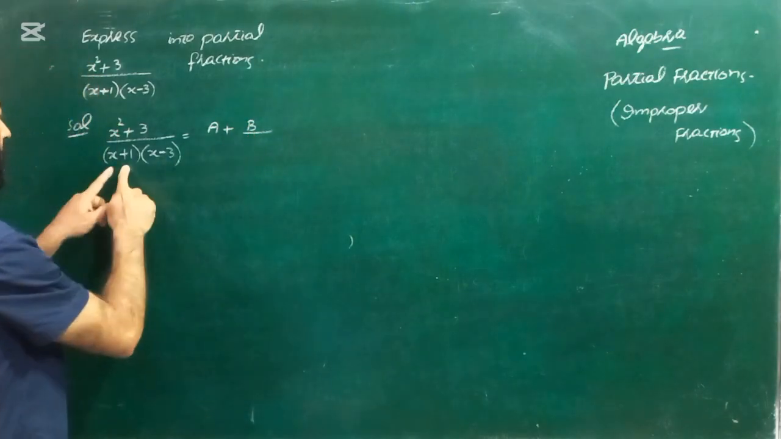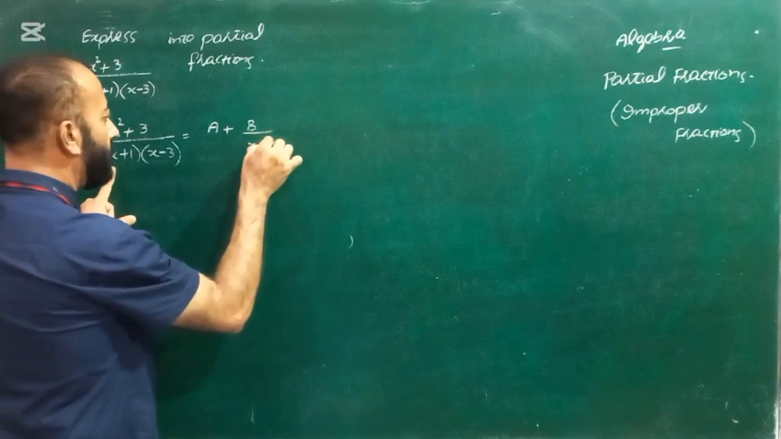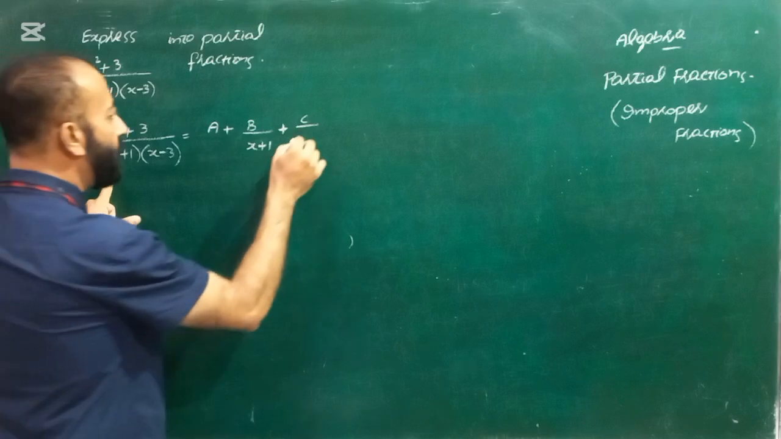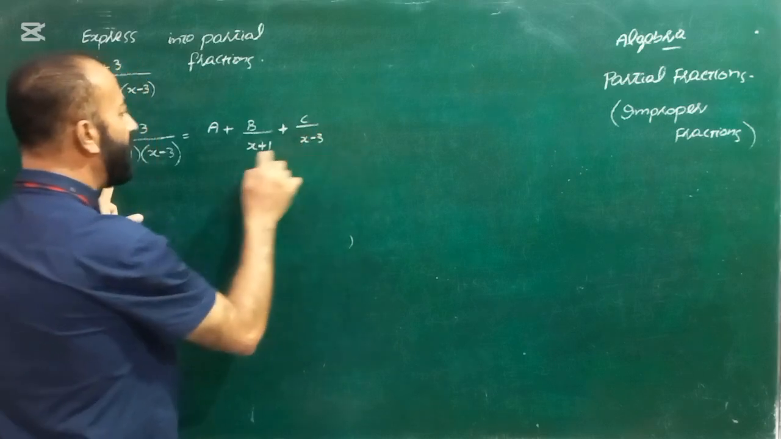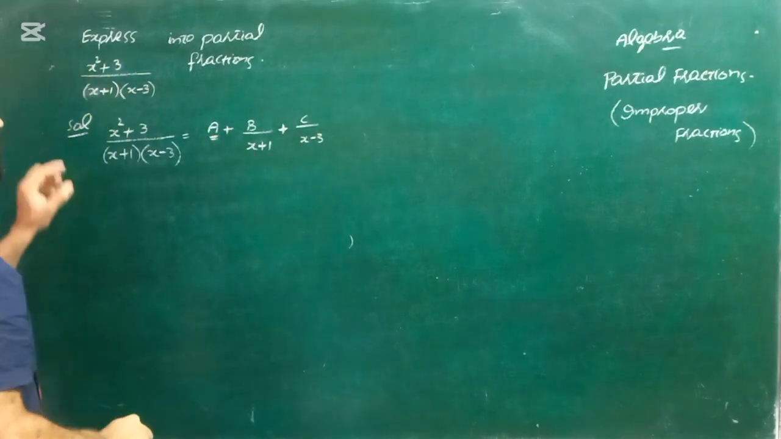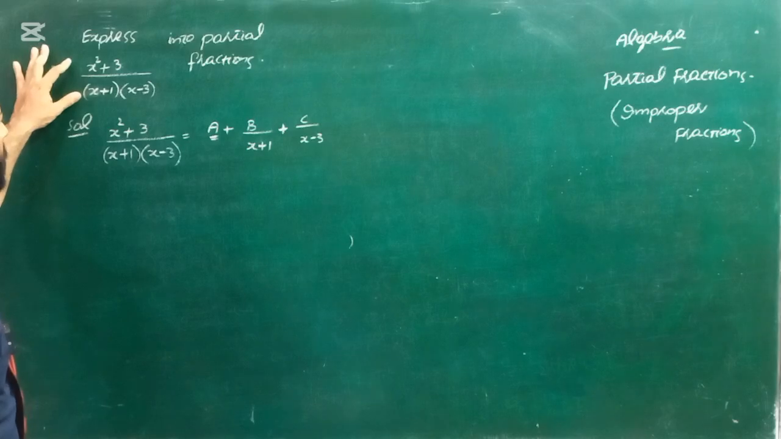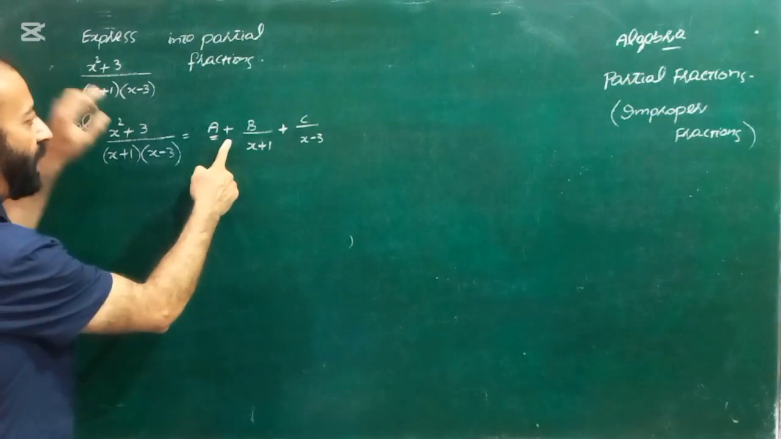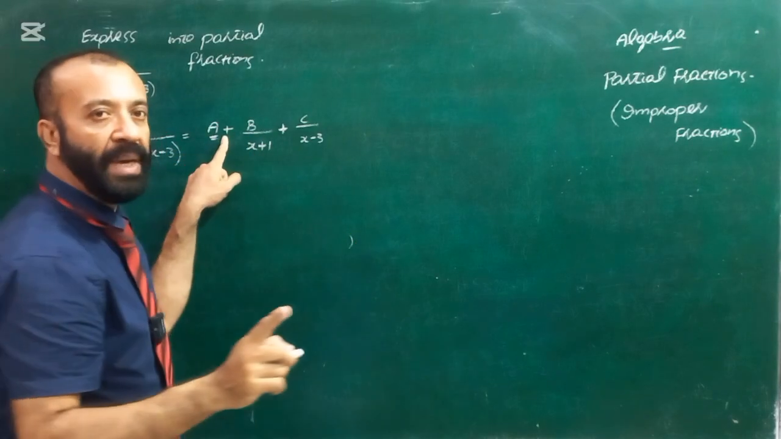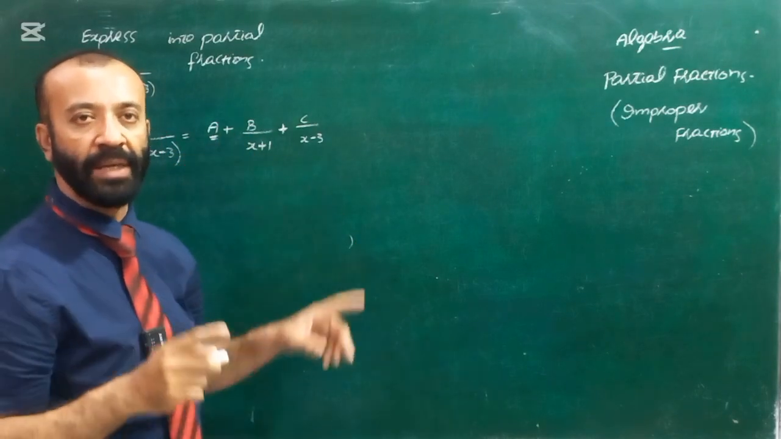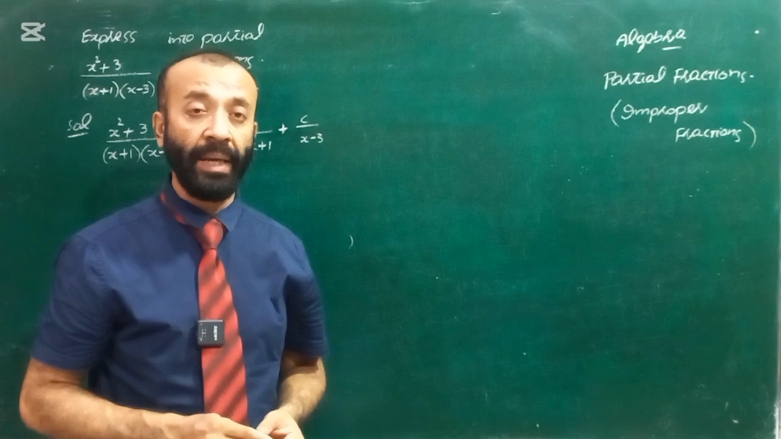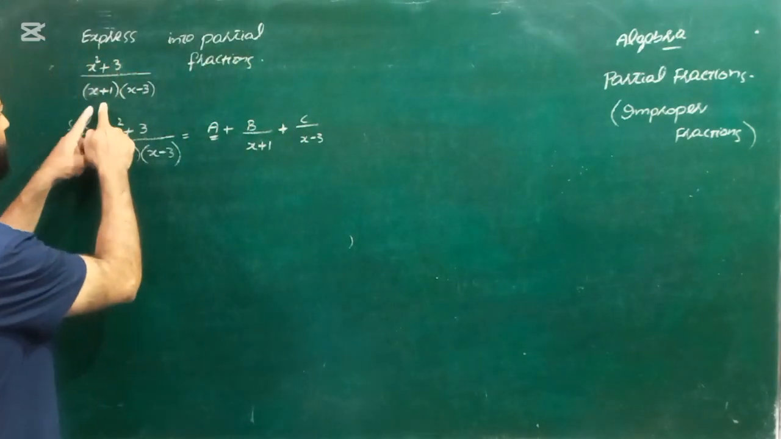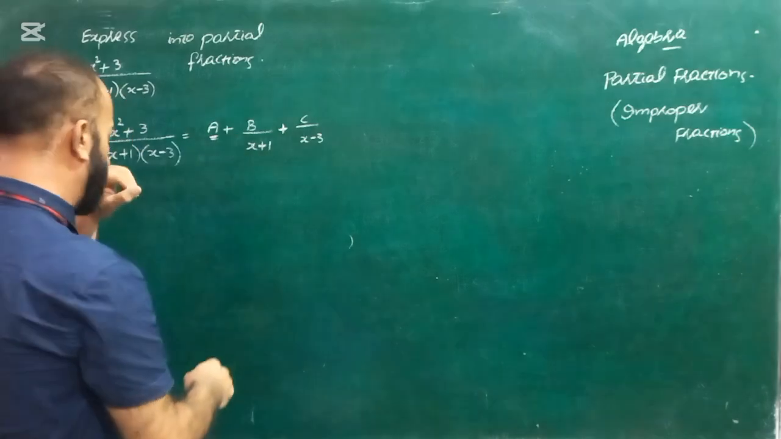So look now, B over x plus 1 plus C over x minus 3. This is the only difference in the case of the improper fraction. The first alphabet will be written alone, and after that the same rules will be applied which we have learned in the proper fractions.